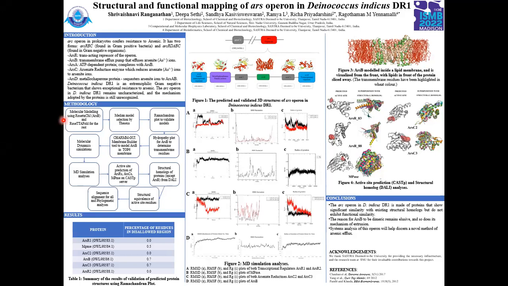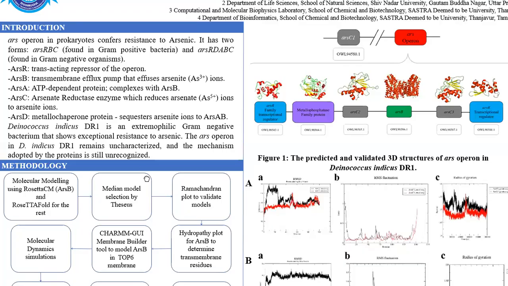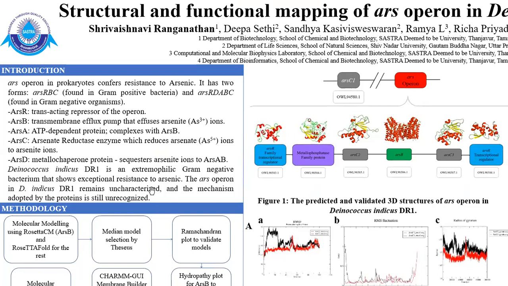This is Shrivaishnavi Ranganathan, and my team and I are from the School of Chemical and Biotechnology at Shastra University, Tamil Nadu, India. The work we are presenting today is that of structural and functional mapping of the ARS operon in the bacterium Deinococcus indicus DR1. The ARS operon is responsible for providing resistance to arsenic in bacteria.